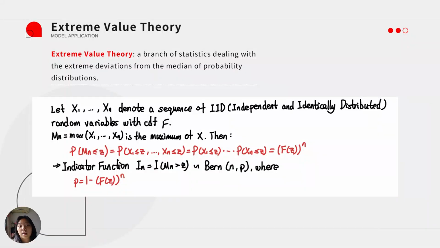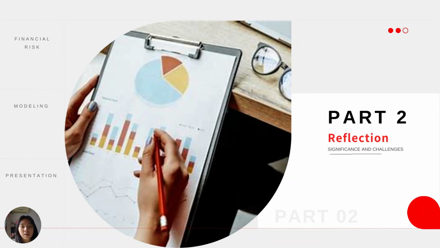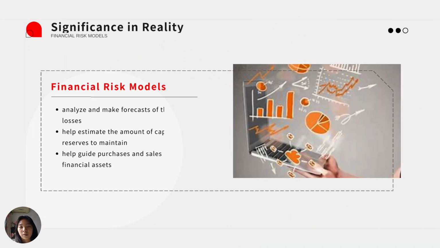And now the indicator function, where the x's are greater than z, follows the Bernoulli distribution with a trial number of n and a success probability of 1 minus F(z) to the nth power. And with the calculations and properties of Bernoulli distribution, we can calculate what we want. And now, knowing two famous models of financial risk, we can reflect on those models in general.